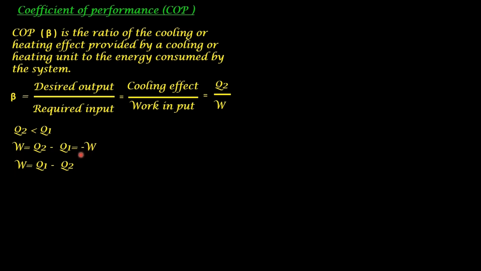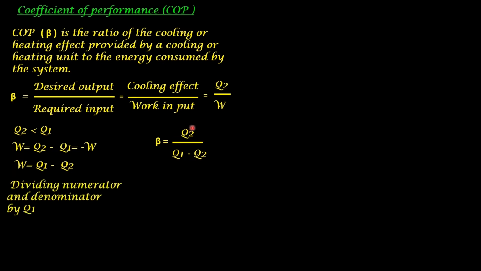In order to remove this negative sign, we have just inverted these quantities because we need it when we derive the expression for coefficient of performance. We have already stated above that beta is equal to Q2 by W. W is positive there. So substituting for work done, that is work input, beta is equal to Q2 upon Q1 minus Q2.